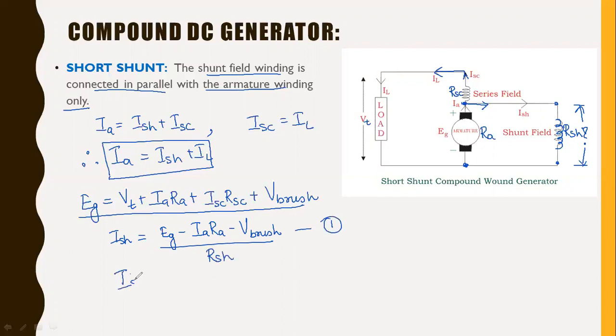The another form of equation I can write to find out ISH is, I can calculate the total voltage which is present here. This is nothing but VT. And what is this voltage? This is also the voltage which is present here, that is ISC RSC. So if I say VT plus ISC RSC is the voltage which will be the voltage across the shunt field winding, that is RSH. So this is the another form of equation which we can use. So we can use these two equations to find out ISH. So these are the two types of DC compound generator. So with this we finish all the types of DC generator.